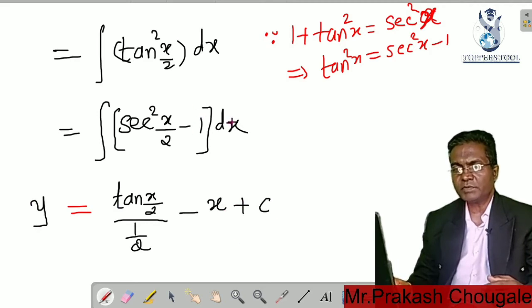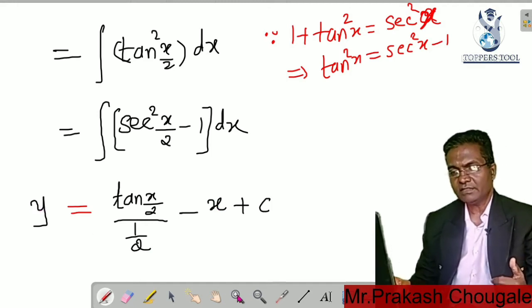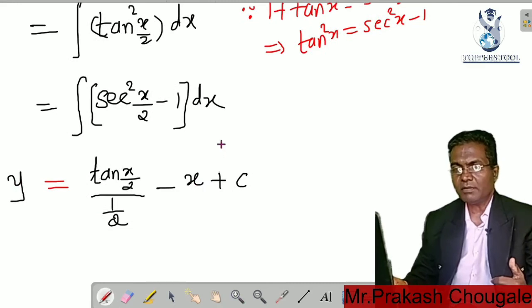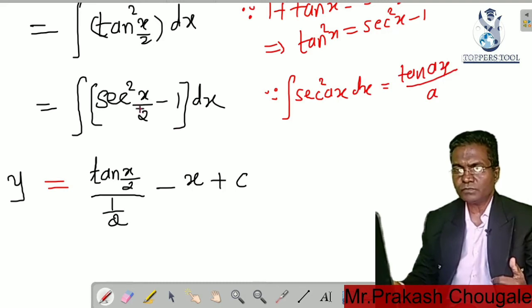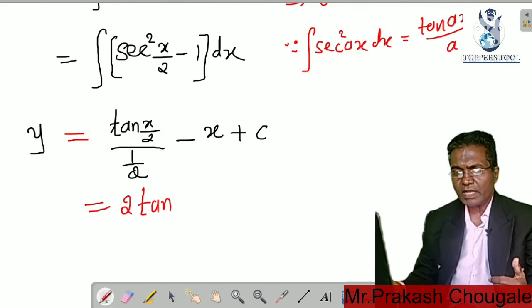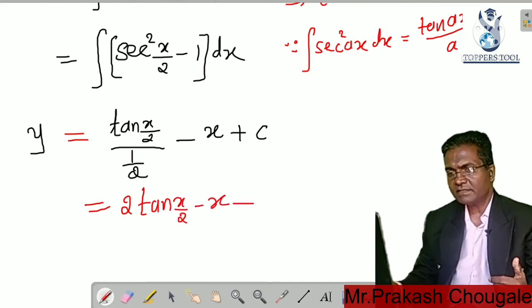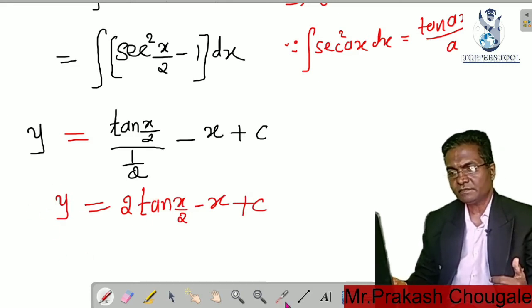Remember, integration of 1 with respect to x is x, and similarly integration of 1 with respect to y is y. Okay, so you will remember this also, integration of sec square ax is tan ax by a, so here a is 1 by 2. Okay, so that is the thing here. You may write, bring 2 in the numerator, you can write 2 tan x by 2 minus x plus c. So this is your general solution. Okay.